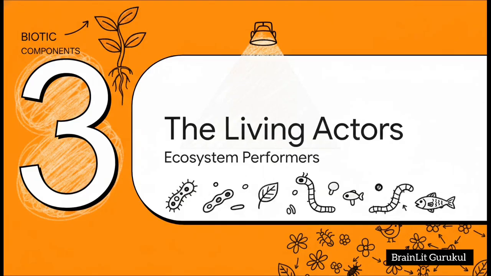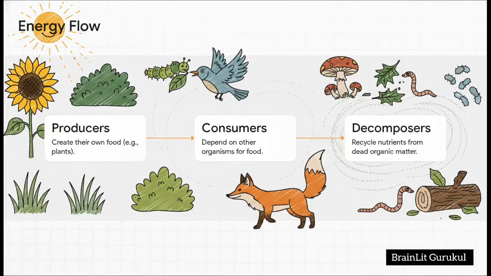All right, the stage is set. So now let's bring on the performers. It's time to meet the living actors, the biotic components, and see what roles they play in this whole drama. So, in pretty much any ecosystem you look at, the whole cast of characters is defined by the flow of energy. It all kicks off with the producers, right? The plants grabbing energy from the sun. Then they get eaten by the consumers. And when anything dies, producer or consumer, the decomposers move in. They're like nature's ultimate cleanup and recycling crew, breaking everything down.